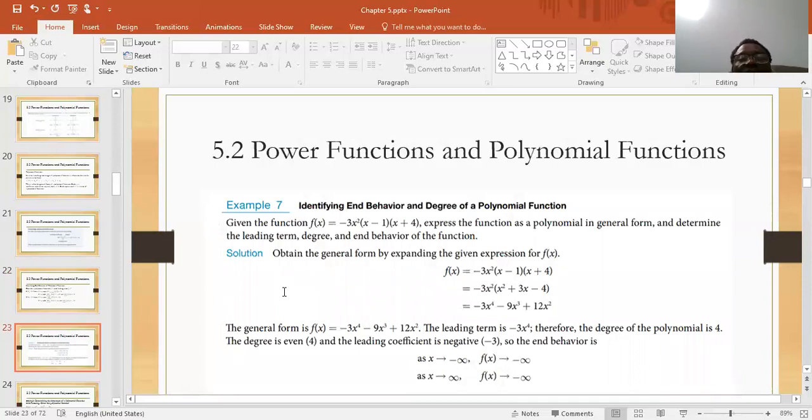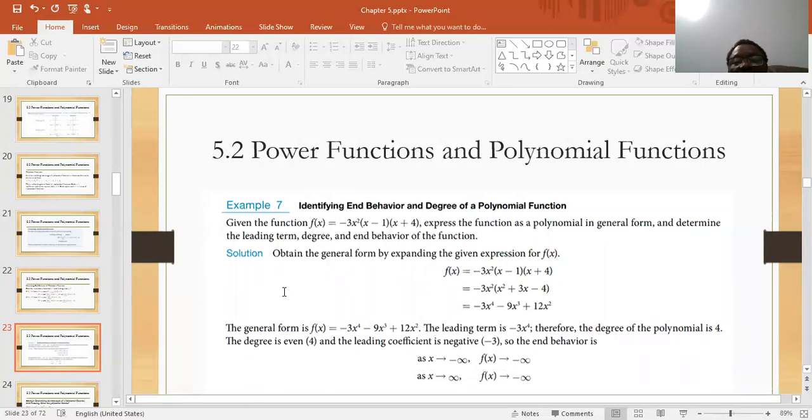Example: given the function f of x equal to minus 3x squared times (x minus 1) times (x plus 4), express the function as a polynomial in general form and determine the leading term, the degree, and the end behavior of the function. What we are expected to do here is to expand this polynomial, which we will expand to have minus 3x^4 minus 9x cubed plus 12x squared.